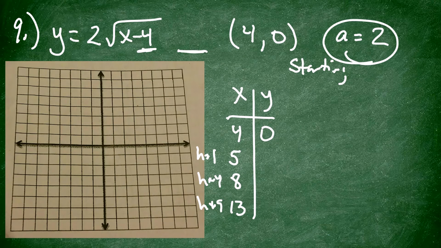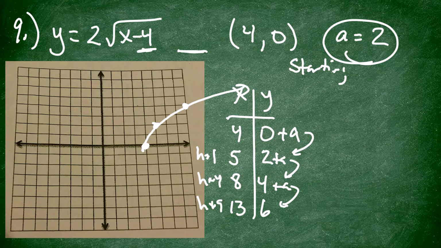Now, I'm going to use my a. I'm going to do 0 plus a to get 2. It's going to be my next one. Then I'm going to add a to get my next one. So 2 plus 2 is 4. Then I'm going to add a again to get 6. So I go 4, 0. If you don't change your scale, which I didn't change my scale on this one, I go over 5 up 2, over 8 up 4, and then I just know that the other one's going to be way up there.